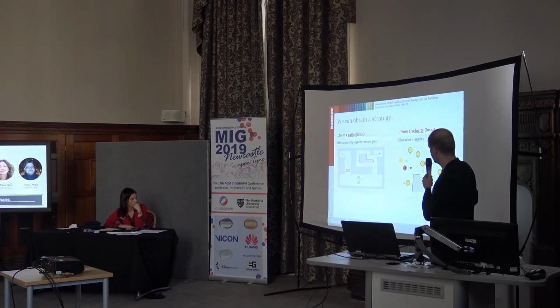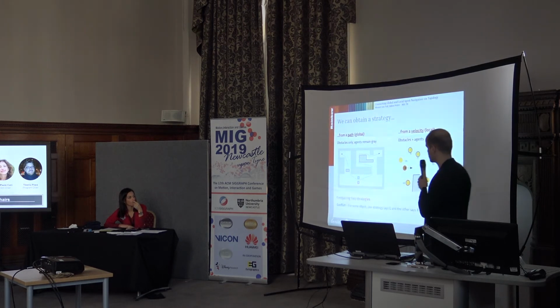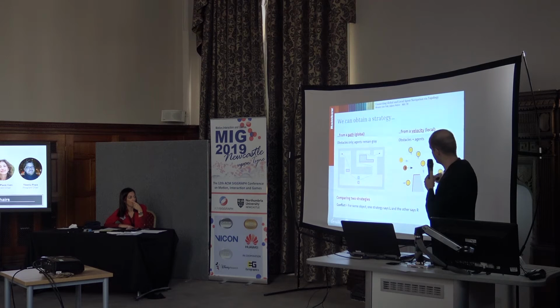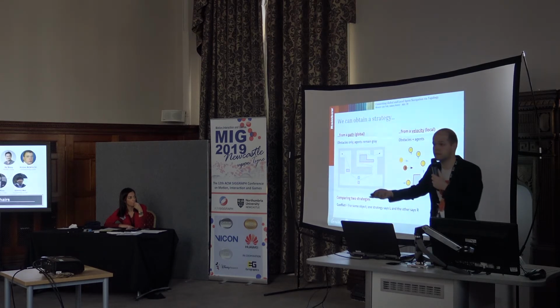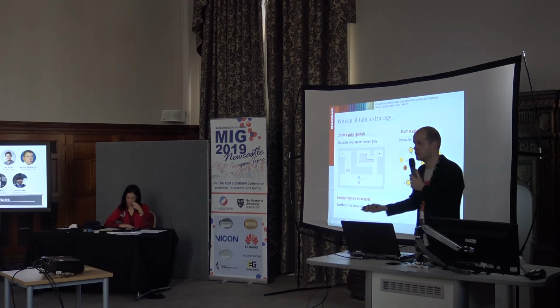So as you can see, there are now two ways to obtain colorings, and there can be differences between them. So we can say that there is a conflict if one strategy colors an object red and the other colors it blue.